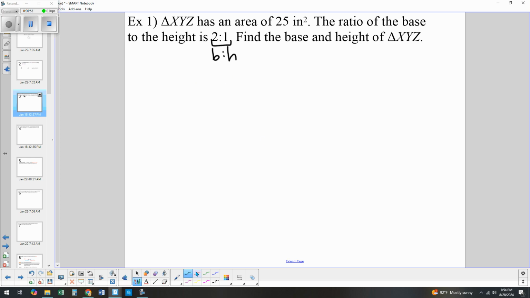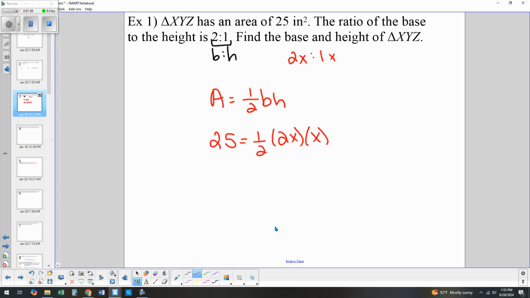So we can imagine before it got reduced, it was really 2 times something and 1 times something, that same something. Anytime we have a ratio, we can slap some x's on it, and now we have variables that we could use to solve for things. So now I know my base is really represented by 2x, and my height is really represented by 1x, and the area of a triangle is 1/2 base times height. So that means the area of 25 equals 1/2 times the base of 2x times the height of 1x. So 25 equals half times 2 is just 1, and x times x is x squared.